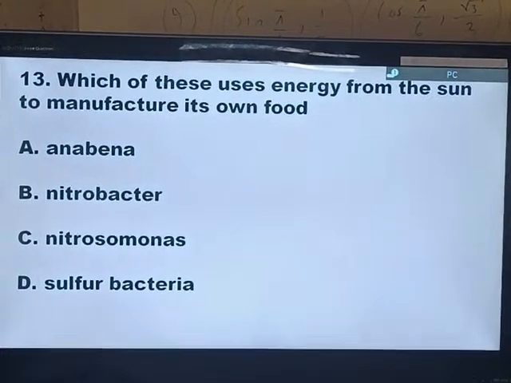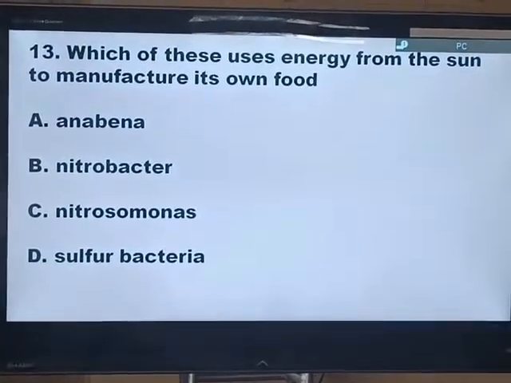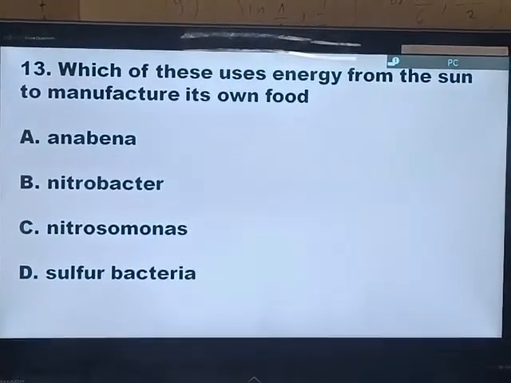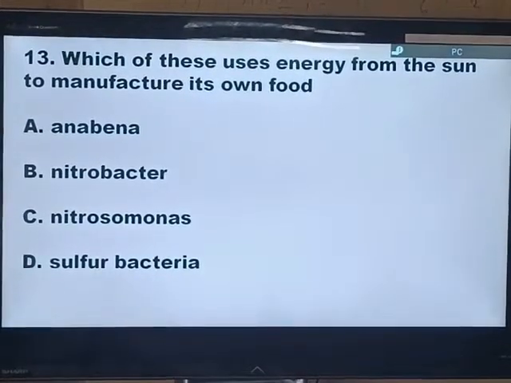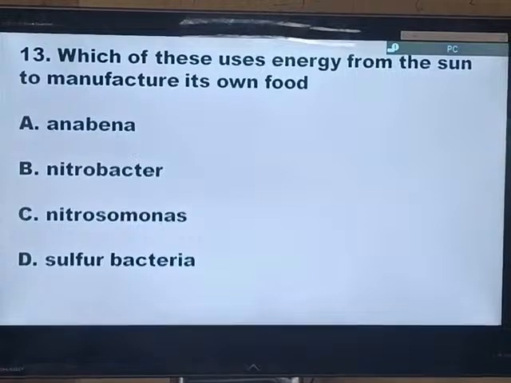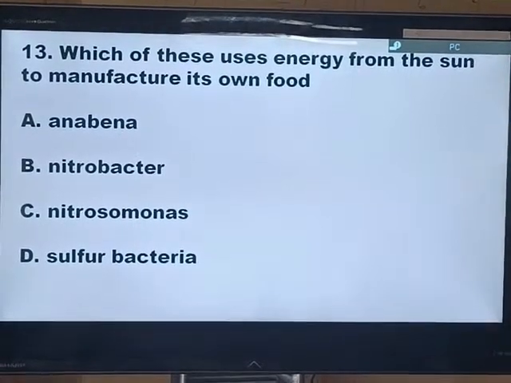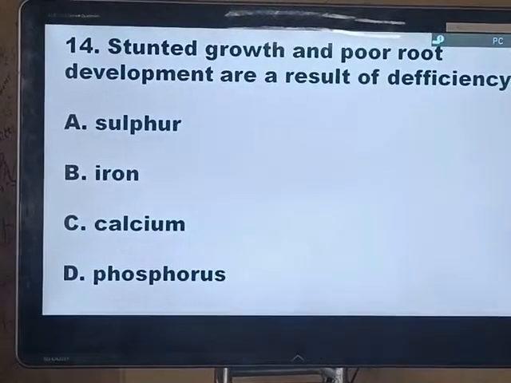And we know that options B and C are actually some of those bacteria that help in nitrogen fixation, isn't it? So we know that Nitrobacter, for example, converts nitrites to nitrates, whereas Nitrosomonas will help in converting those ammonium compounds into nitrites. So that's for that. The correct answer for number 13, once again, is Anabaena. Let's go to number 14.